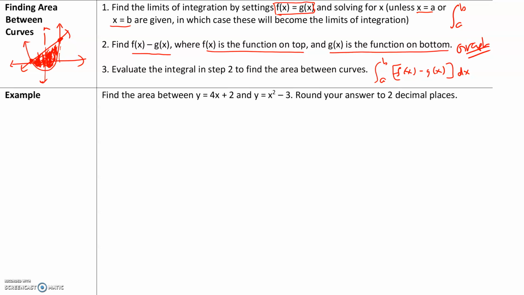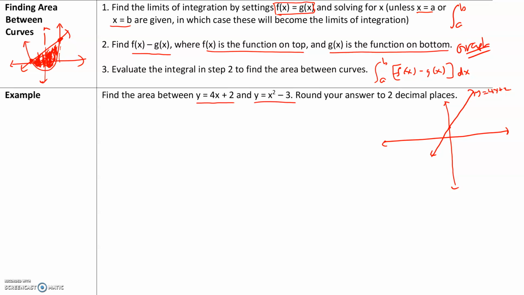The first thing we want to do is get a quick idea of what these graphs look like. So go ahead and graph this on Desmos. I already did that, and here's what I got. y equals 4x plus 2. It has a y-intercept of 2, slope is 4 over 1, so it's going to look something like this. This is the curve y equals 4x plus 2.